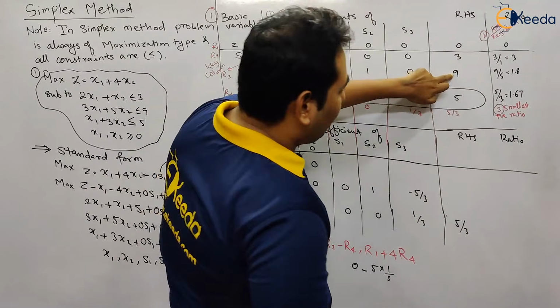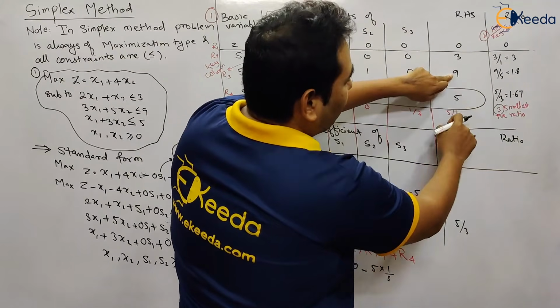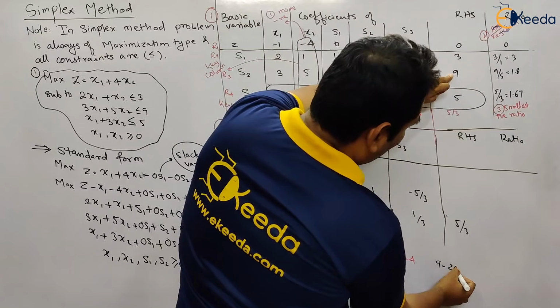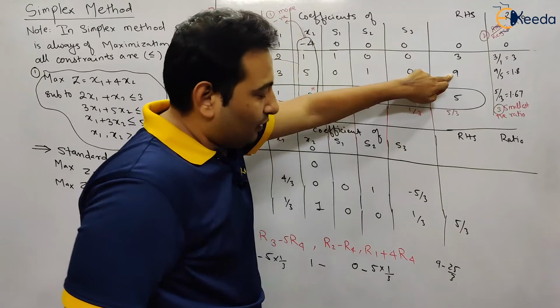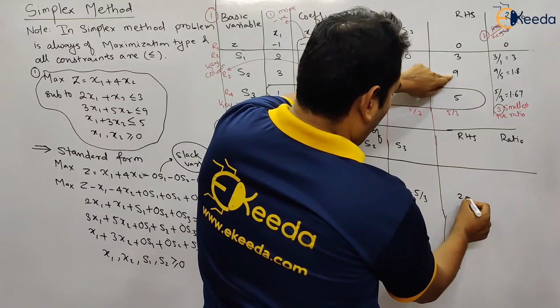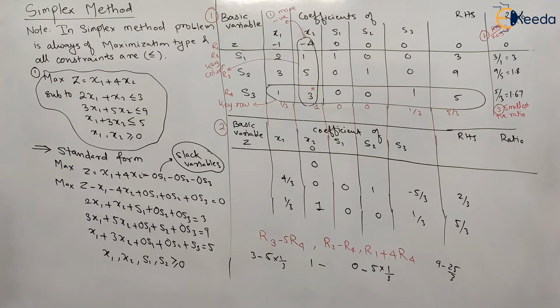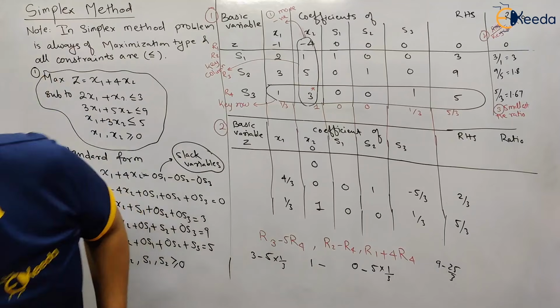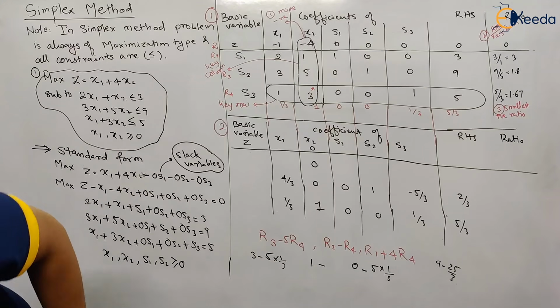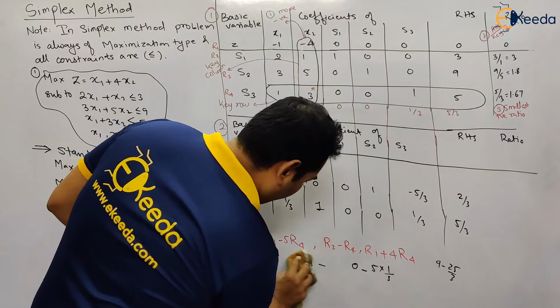And finally 9. See, R3 minus 5 R4. So that is 9 minus 25 by 3. So that is 2 by 3. So here it will be 2 by 3. So we are ready with the first row. Let us move on and do the remaining calculations.